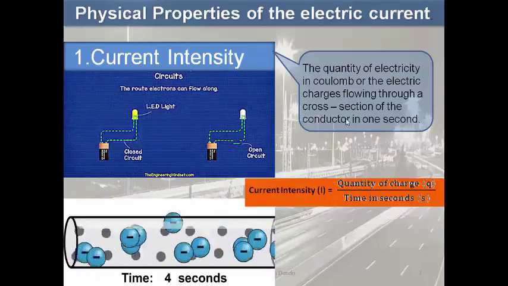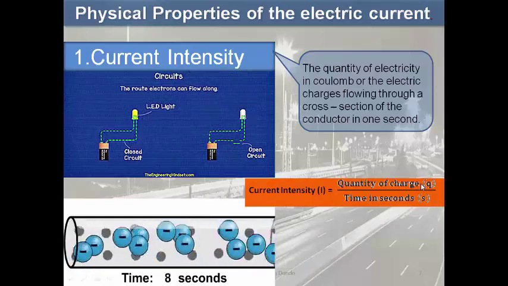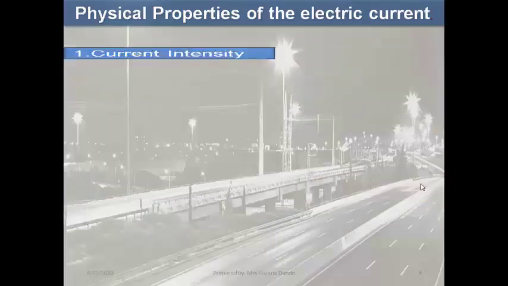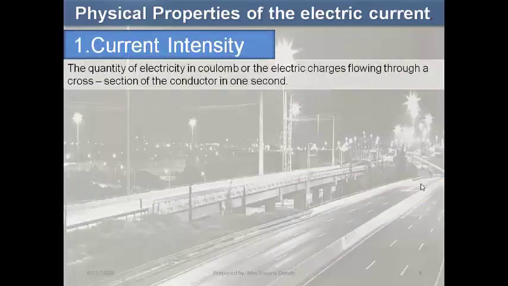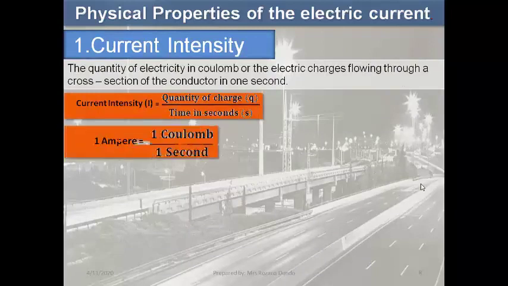So current intensity is equal to the quantity of charge, which we write as Q, over time in seconds, s. Current intensity is the quantity of electricity in coulomb or the electric charges flowing through a cross-section of the conductor in 1 second. It is equal to quantity of charge over time in seconds. 1 ampere is equal to 1 coulomb over 1 second.